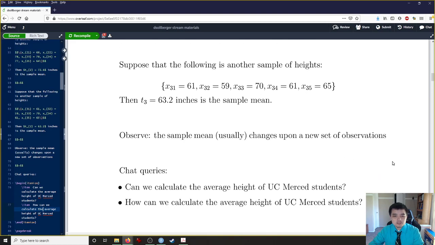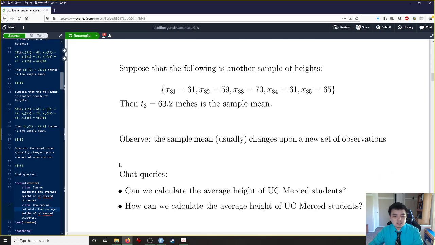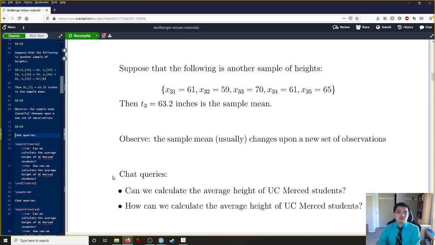What I want you to do is stop for a minute and think about these inquiries I'm giving you right now. Can we calculate the average height of UC Merced students? And how can we calculate the average height of UC Merced students? Let's go ahead and think about that for a bit.